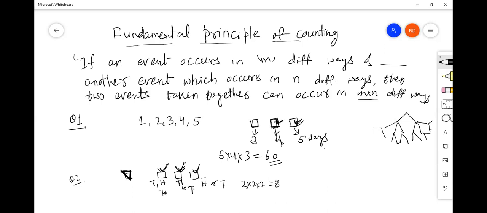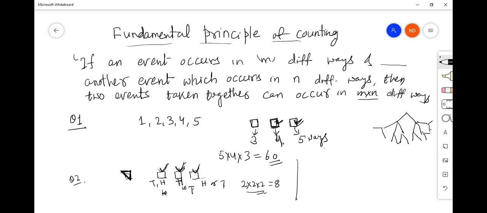Or otherwise what you can do is take a tree diagram. Such a diagram is known as a tree diagram. Anyway, this is a simple question, and you have been using it since junior classes. So one more last question on this.